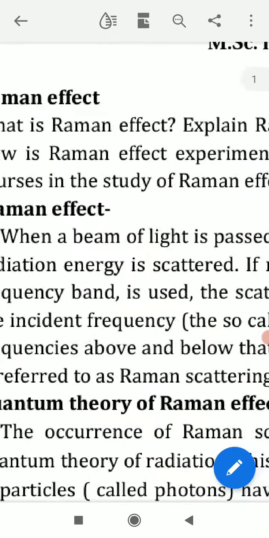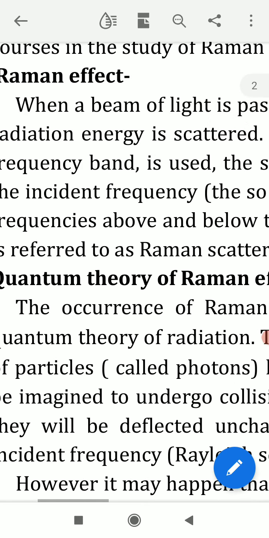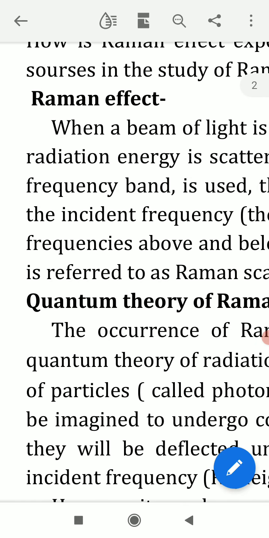Today's topic is rotational Raman spectra. First, we will see what is Raman effect.